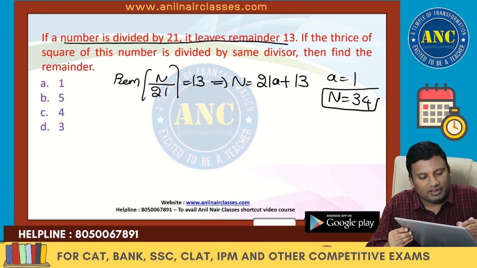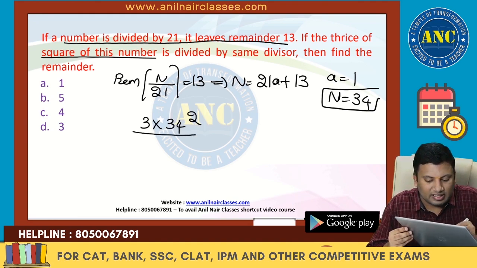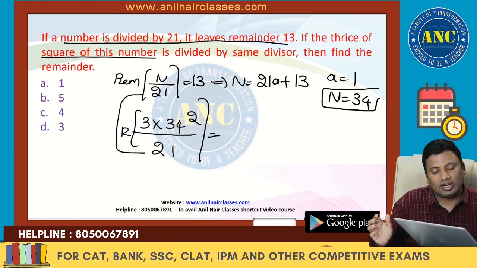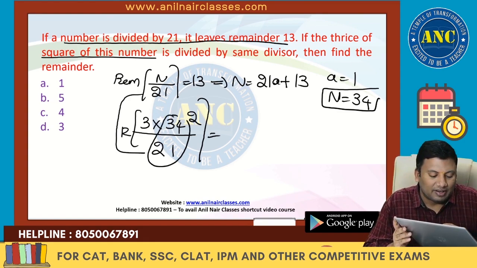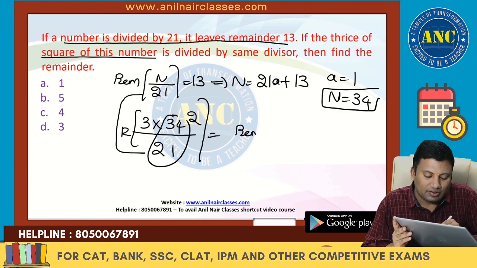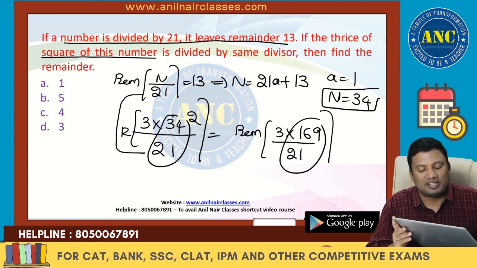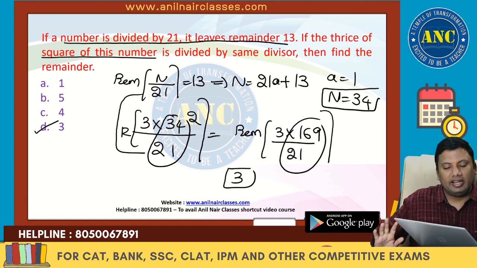Now see, if thrice the square of this number, 34 square, is divided by the same divisor, so therefore it is 21. Find the remainder. This is nothing but 3 into 34 square divided by 21. 13 square is 169. 3 into 169 divided by 21. 21 8s are 168. Remainder 1. 1 3s are 3. I hope the idea is clear.